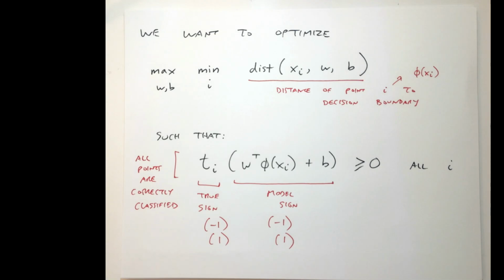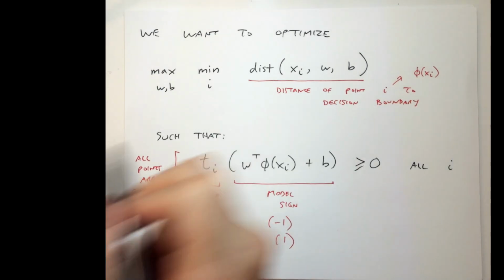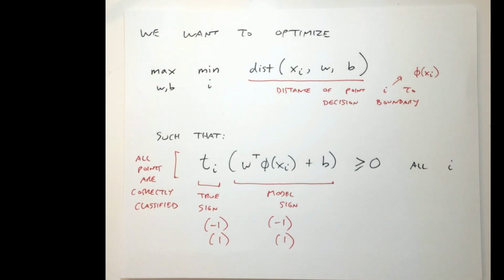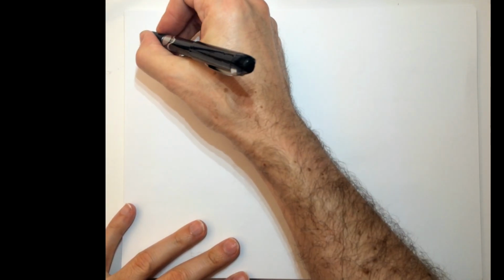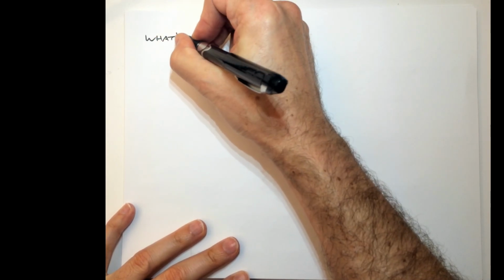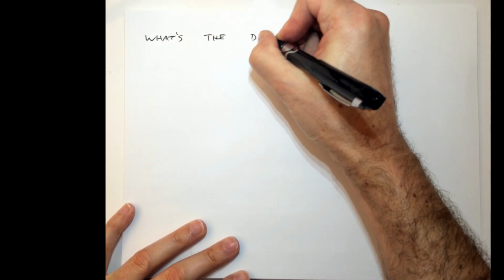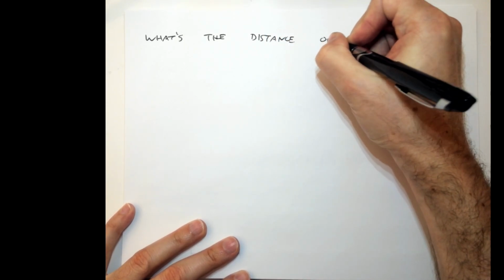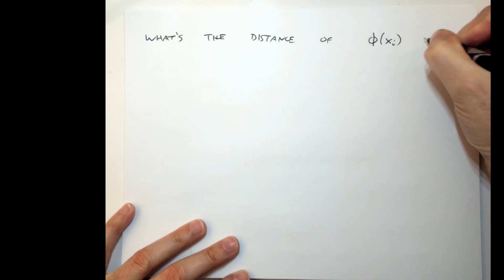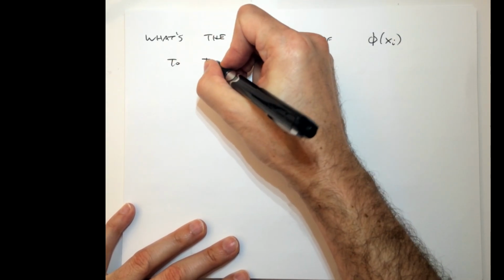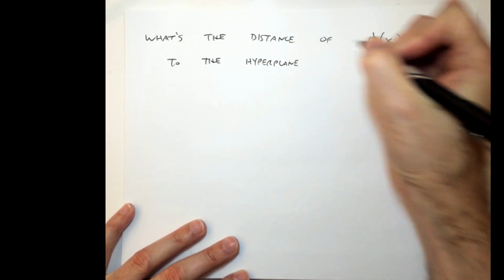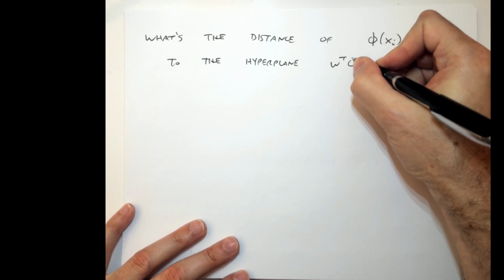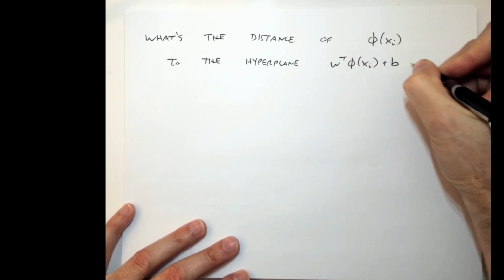Okay, so now what I want to do is figure out, well, what is this actual distance value, right? How do I actually measure that perpendicular distance? So let's take a look. What is the distance of the point to the hyperplane W transpose phi(x) plus b equals 0?